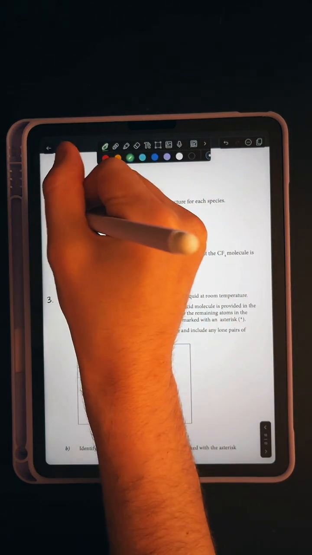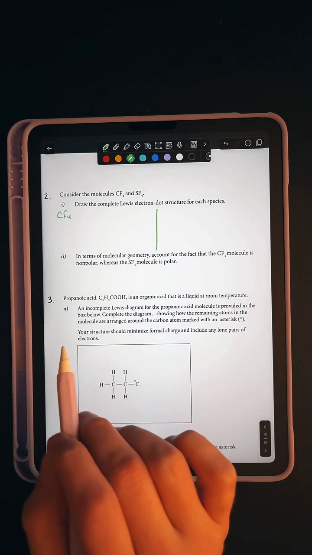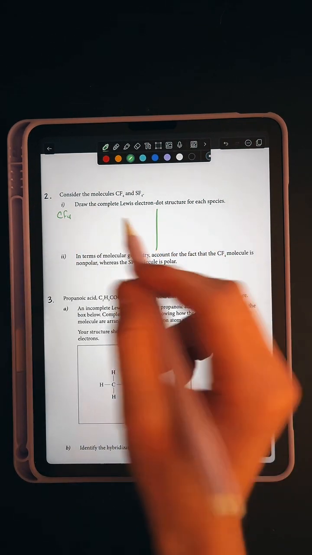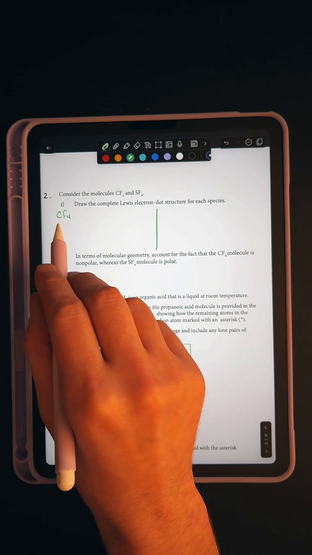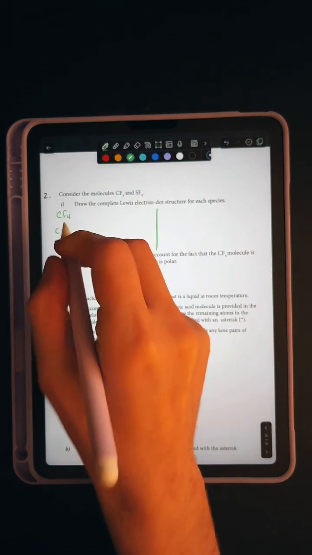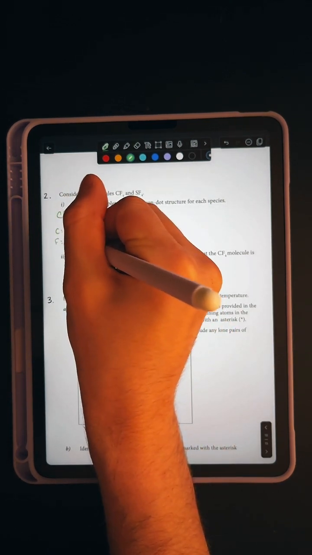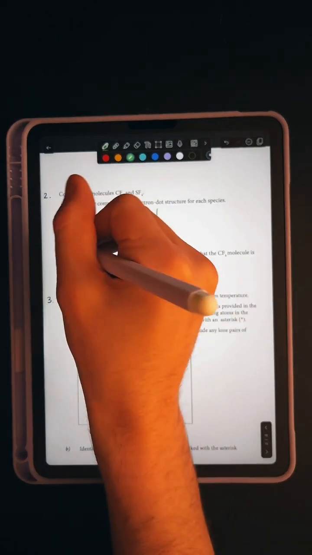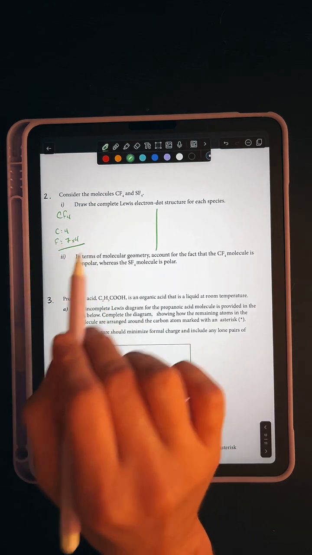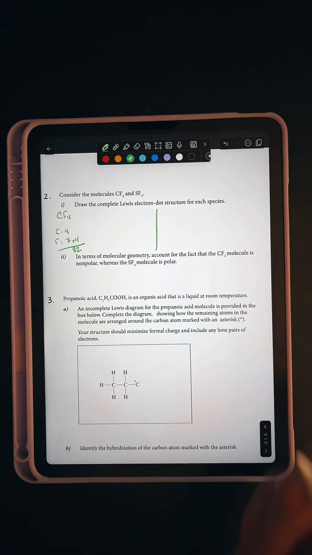Let's start off with CF4. The first thing we want to do is figure out the number of valence electrons. We look on the periodic table and we see that carbon is in group 4, so that's going to bring 4 valence electrons, and fluorine is in group 7, so that's going to bring 7, but we have 4 of them. So we have to multiply that 7 by 4. So the total number of valence electrons that we have in CF4 is 32.